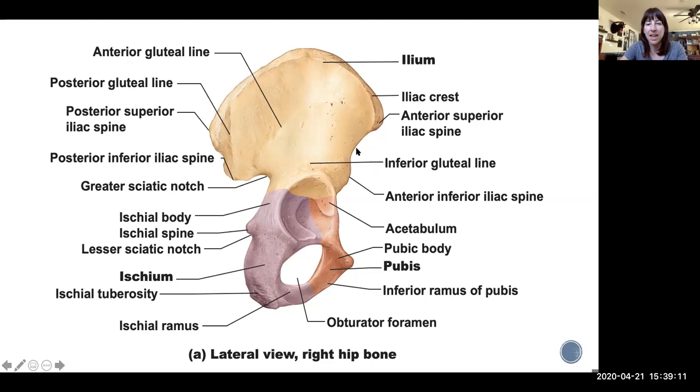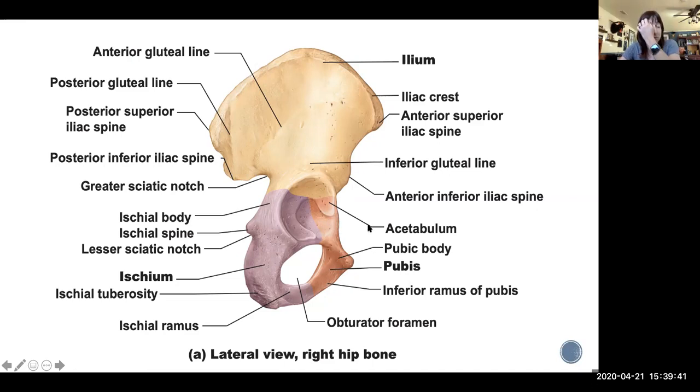So you're going to know then that this is your anterior superior iliac spine as opposed to your posterior one. And this is your anterior inferior iliac spine as opposed to your posterior one. Did I say crest? I meant spine here. You just have to know which one is anterior and which one is posterior. And to do that, you need to know that this is your ischium, which is in purple here, and this is your pubis, or your pubic bone.